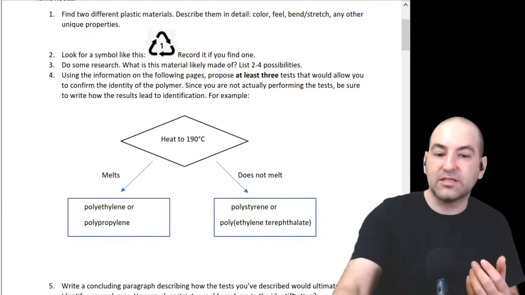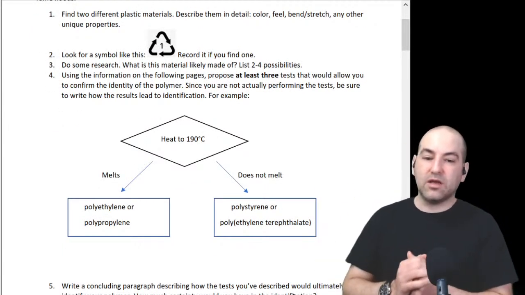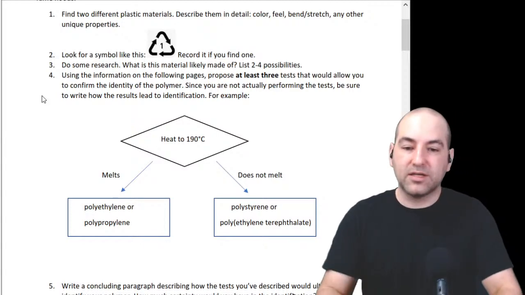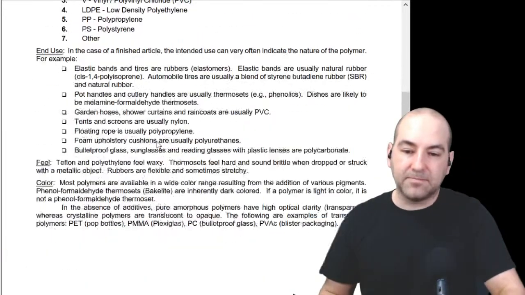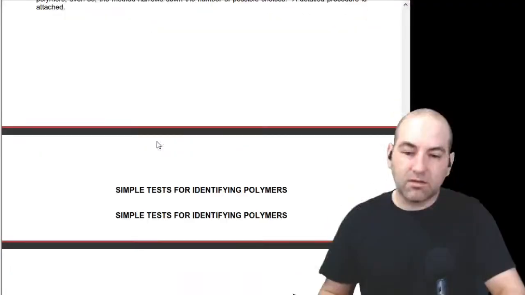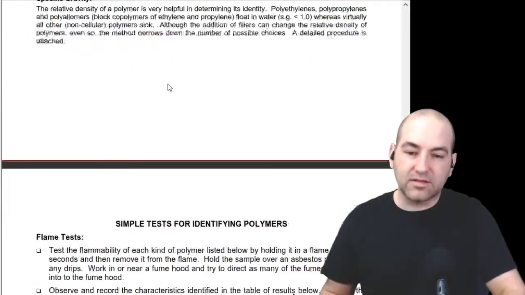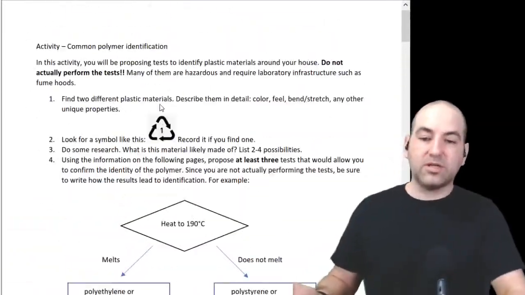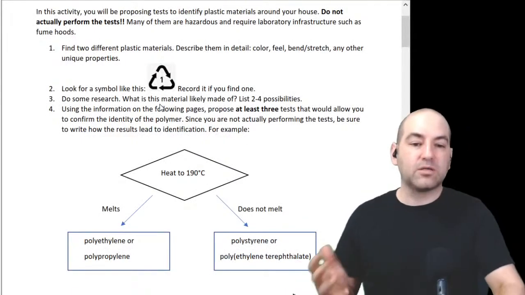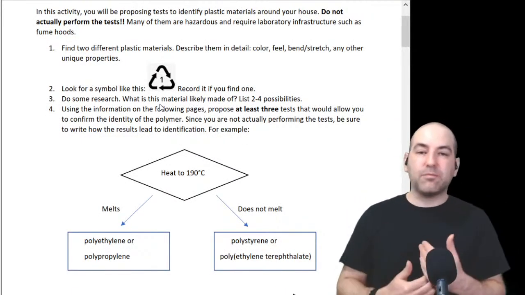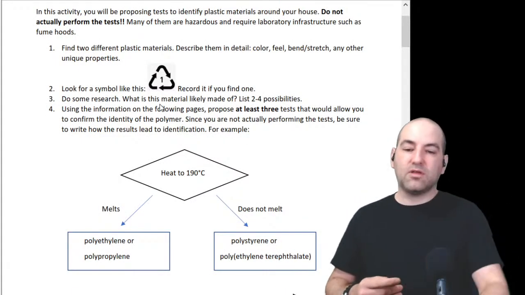So like one test is to heat to 190 degrees C. Why did I pick that? Well, I picked that because I looked up melting points of polymers. Actually, it's not in this document, but you can look up a table of melting points of polymers. And I picked a temperature that would differentiate these from these.